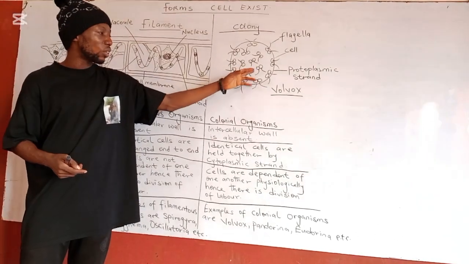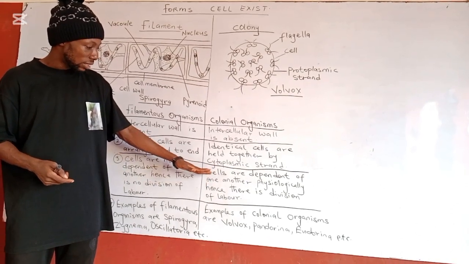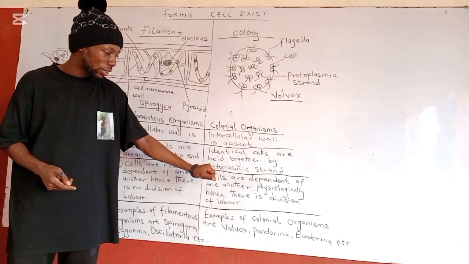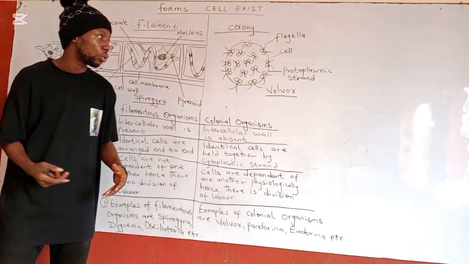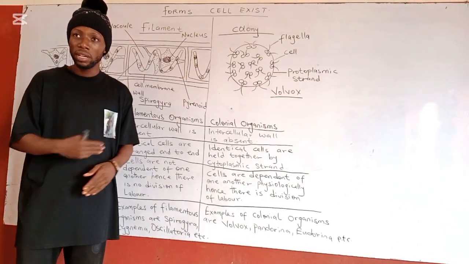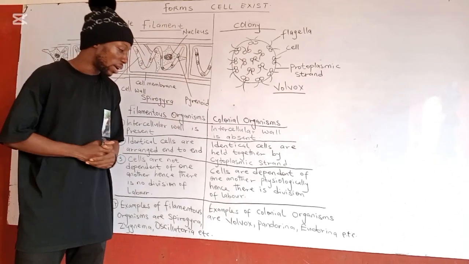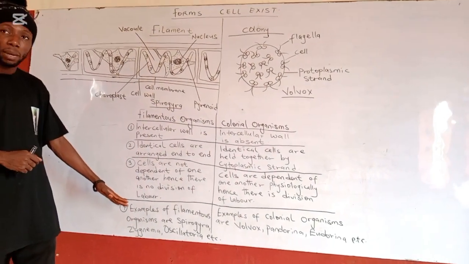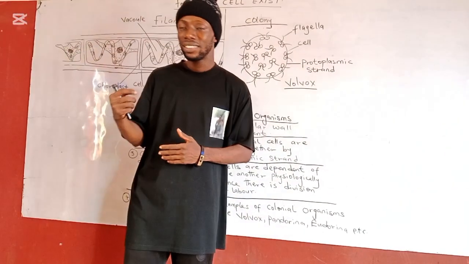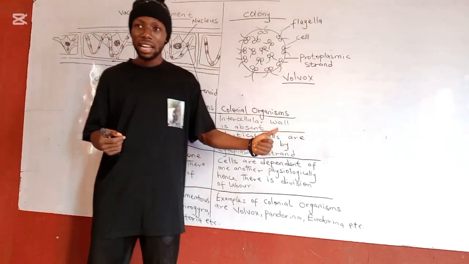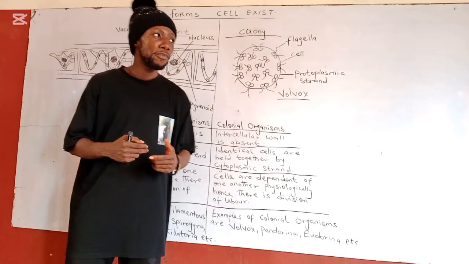Then here, individual cells cannot exist alone, and by doing so, you cannot say that cells are not dependent on one another physiologically. Hence, there is division of labour. Each cell has a role to play for all of them to survive. All of them have roles to play for their survival collectively. Then we have examples of cells that exist as filaments: Spirogyra and Zygnema. The cells that exist as colonial organisms here are Eudorina, Pandorina, and Volvox.